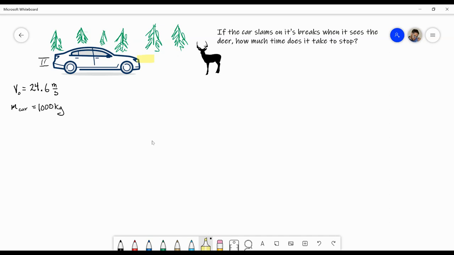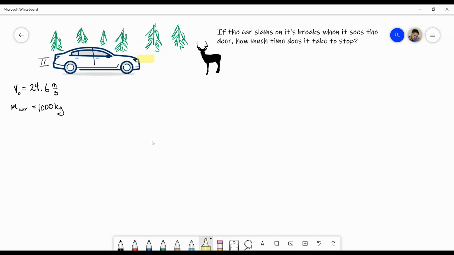Now, you might have heard the phrase "a deer in the headlights." They freeze, and they don't always get out of your way, and so sometimes it's really hard to stop in time. So, I want to take two pieces of information right here, which is the speed that the car is originally traveling, which is about 50 miles per hour, but that's 24.6 meters per second. And then the car having a mass of about 1,000 kilograms.